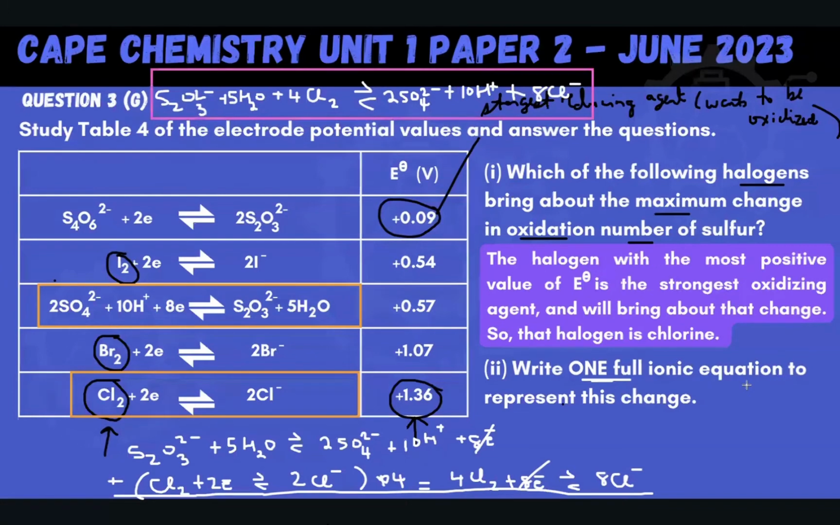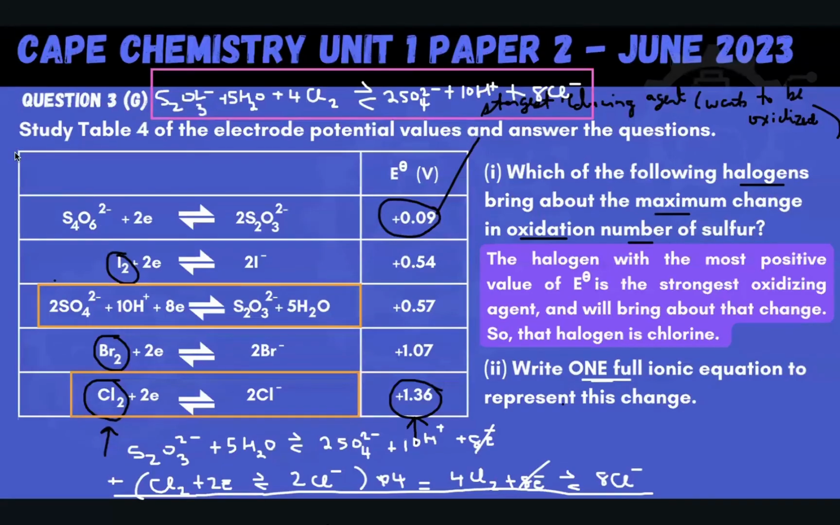So remember, whenever you're writing an ionic equation, you write your two halves. You write your oxidation half and you write your reduction half. You make sure that your charges are balanced, so the number of electrons that get lost has to be the same as the number that got gained. And then you just add everything together. And so that's what I did. And so we came up with this for our full ionic equation to represent that maximum change of the oxidation number of sulfur.